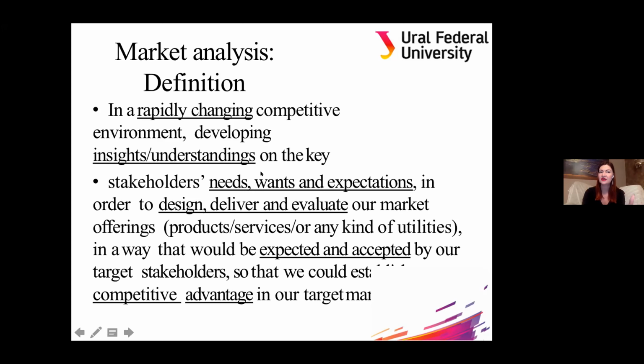We need to analyze stakeholders' needs, wants, and expectations in order to design, deliver, and evaluate our market offerings in a way that would be expected and accepted by our target stakeholders, so we could estimate competitive advantage in our target domain. What do you think? As today is the birthday of Ural Federal University, it will be our main example, so all the questions will be connected with it. Who are the main stakeholders of the Ural Federal University?